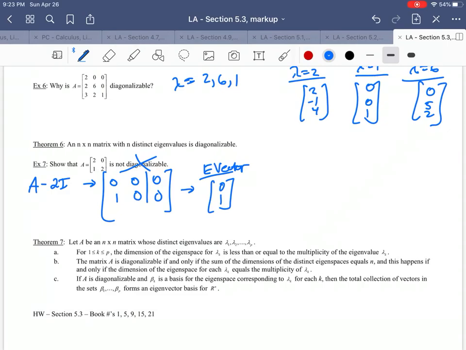Okay. All right. And part C, if A is diagonalizable and B_k is a basis for the eigenspace corresponding to lambda_k, for each k, then the total collection of the vectors in the sets is an eigenvector basis for R^n. So that's kind of like what this produced for us here.